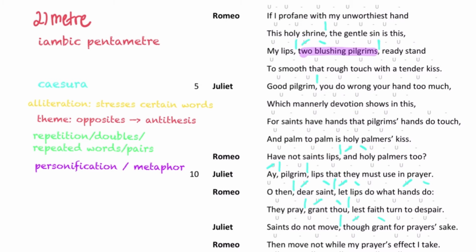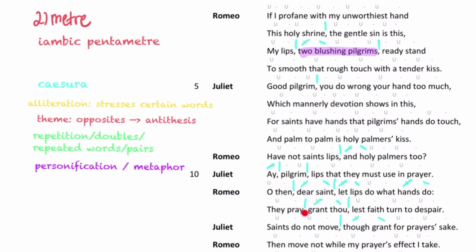And the next line, "I, pilgrim," highlights the word pilgrim, and lips again, lips that they must use in prayer. With the lips, you've got again the concept of two, because it's repeated, so this word sticks out, as well as palmers is there twice. And then in the next line, line 11, "oh then, dear saint," highlights the word saint, which is also there twice. "Let lips, do what hands do." So lips contrasts with hands maybe.